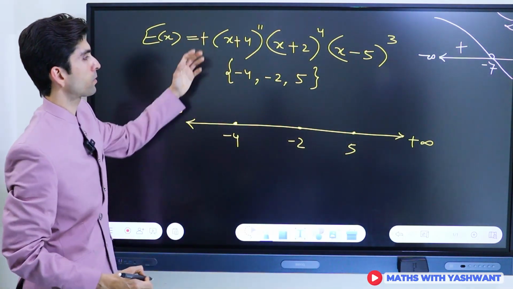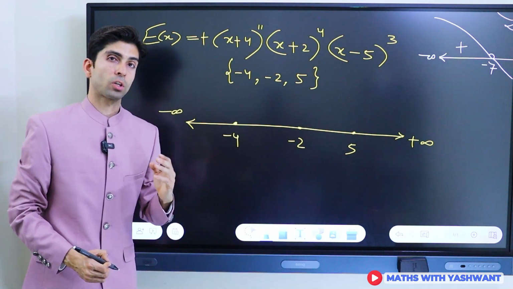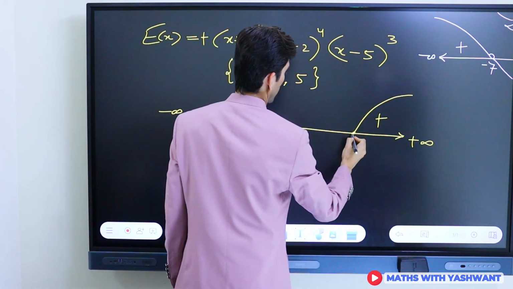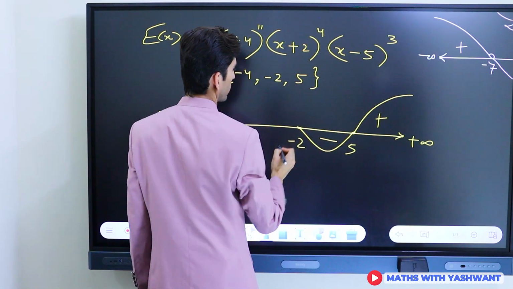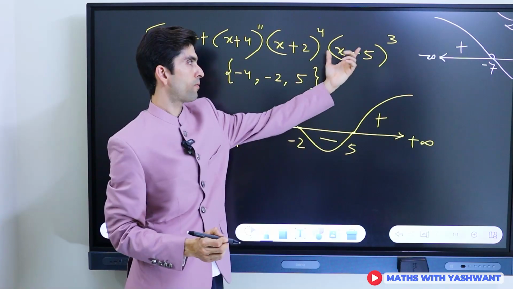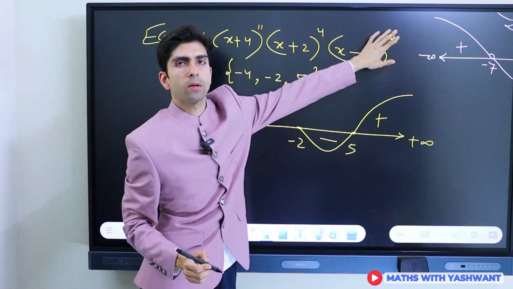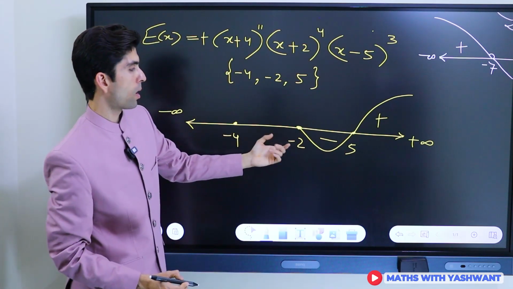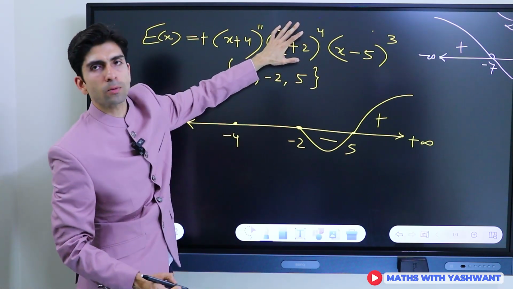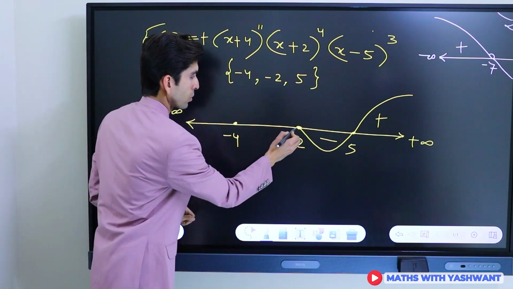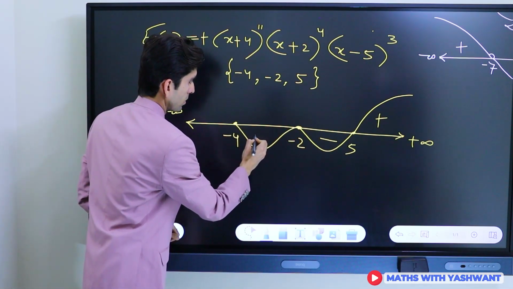Because we have a positive sign in the beginning of the expression, we start drawing the curve from above the number line with a positive sign. We change the sign from positive to negative because the power of the factor that corresponds to 5 is odd, it is 3 here. Now when we reach minus 2, the critical point corresponds to the factor x plus 2. Its power is even, you can see it's 4. So we don't change the sign. Negative will remain negative.